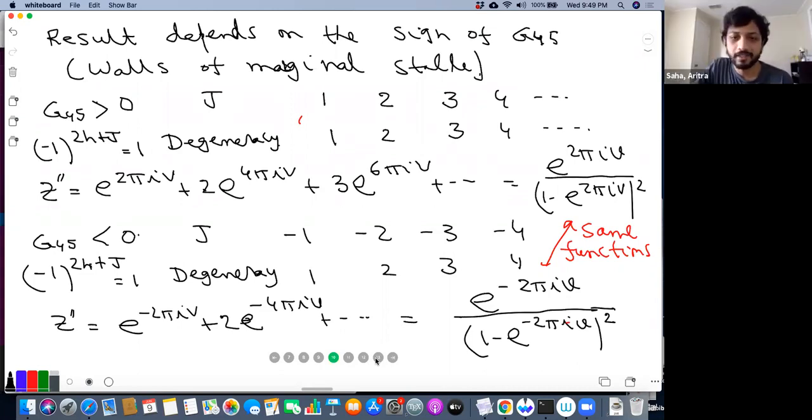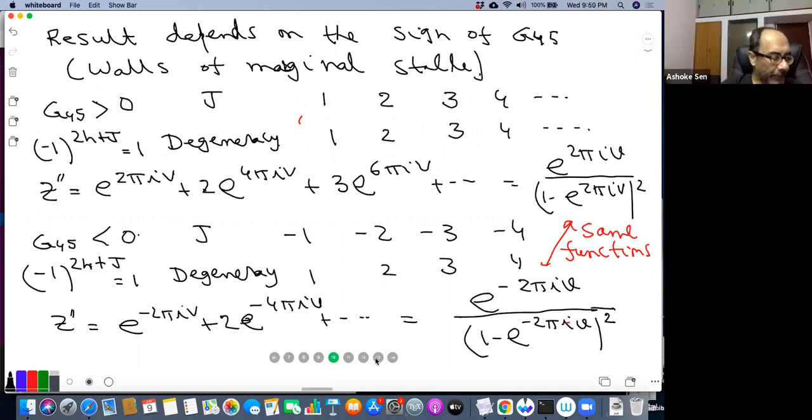Yeah. Can I ask a question? So you mentioned that when we are doing this analysis, we have to be aware of different chambers and when crossing through the walls of marginal stability. So how do you actually get the walls of marginal stability? Like, how do you know where in the moduli space they reside? Yeah, so the way you know it, maybe I can draw a figure.